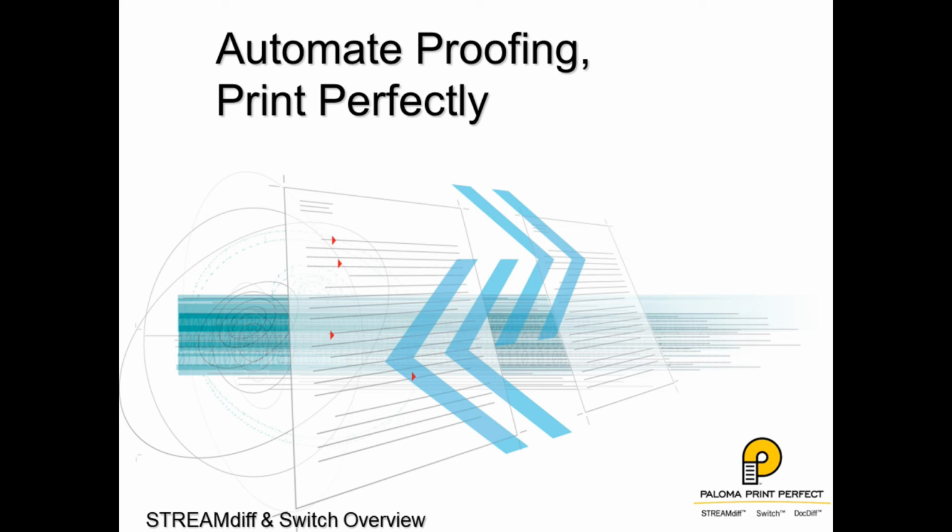Today we will be giving you an overview of two of our testing tools, STREAMdiff and Switch. STREAMdiff is a print comparison tool that allows you to compare files like AFP, PDF, and Xerox Metacode. Switch is our automation tool that allows you to automate the running of STREAMdiff in addition to the entire testing process. Before we get into the details of STREAMdiff and Switch, it's important to understand the problem that both address.